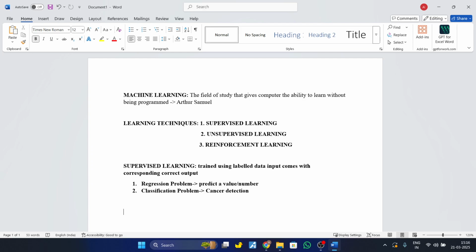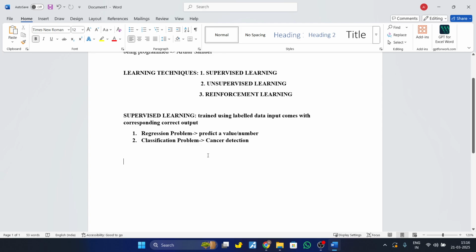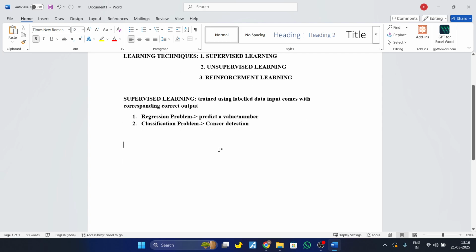So this is how a supervised learning technique works. You give labeled data, and then after a point of time, your algorithm or model is going to give an output based on the input. So this is how supervised learning works. Now the next type of learning technique is unsupervised learning.